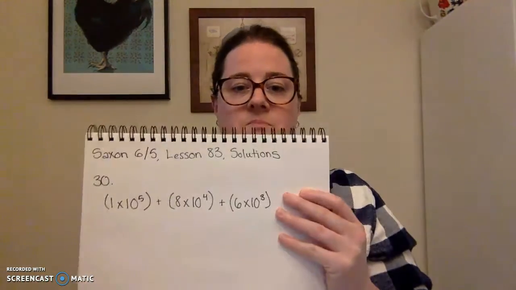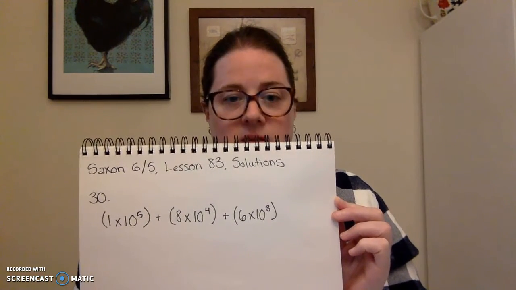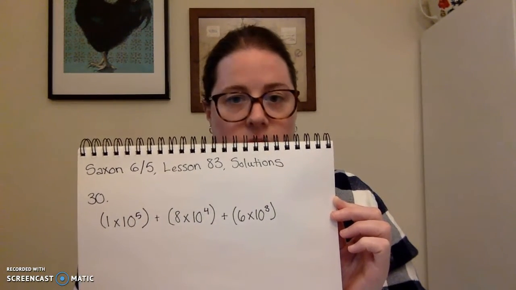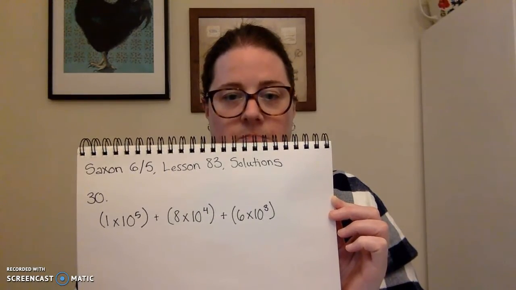Number 30, to write out your number in expanded notation using powers of 10 should look like this. All right? It's 1 times 10 to the 5th plus 8 times 10 to the 4th plus 6 times 10 to the 3rd.